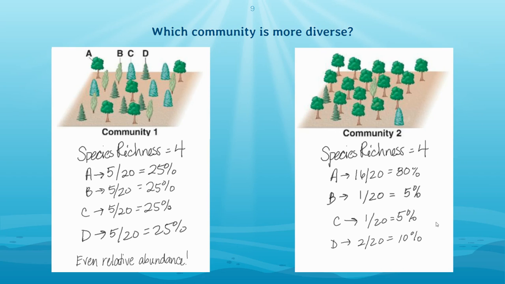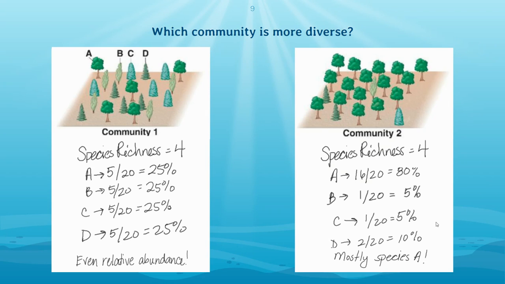So now I want you to think about this: if you close your eyes and imagine you're walking through a forest and 80% of the trees are species A, that's not very diverse. That means that most of the trees are species A. So if we're looking at the difference between community 1 on the left and community 2 on the right, we can make the claim that community 1 is more diverse. And we can use our evidence being the species richness and the relative abundance.